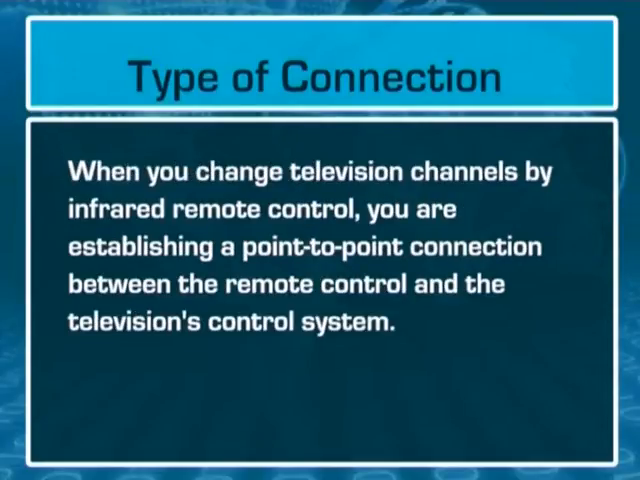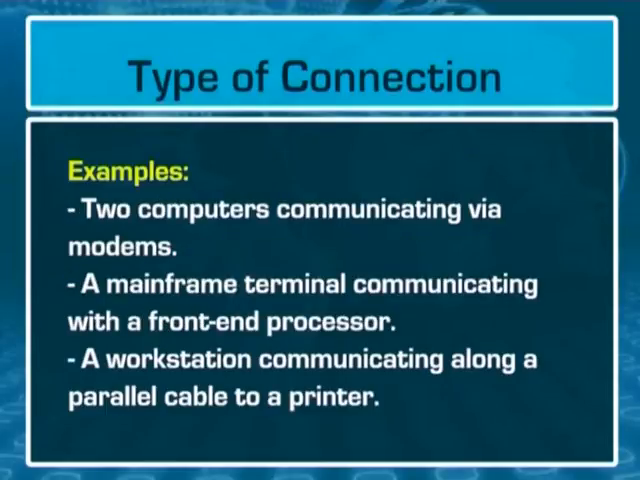When you change television channels by infrared remote control, you are establishing a point to point connection between the remote control and the television's control system. The examples for pure point to point links can be two computers communicating via modems, a mainframe terminal communicating with a front end processor, or a workstation communicating along a parallel cable to a printer.